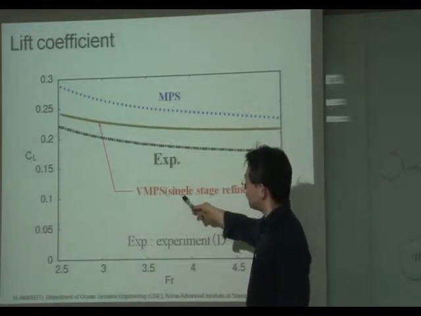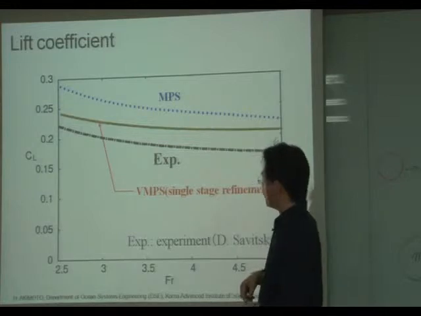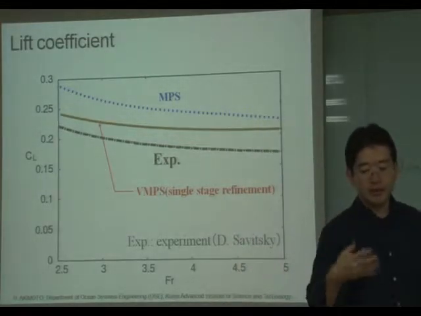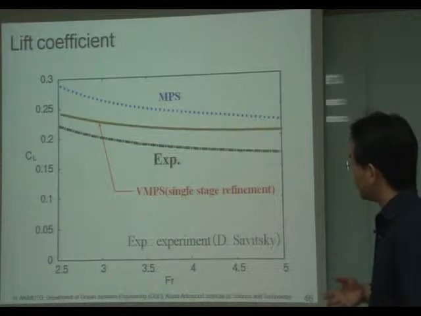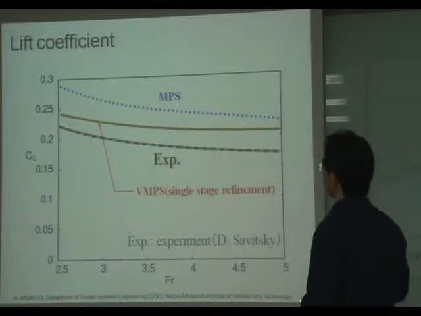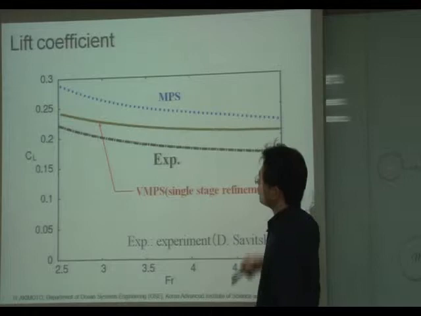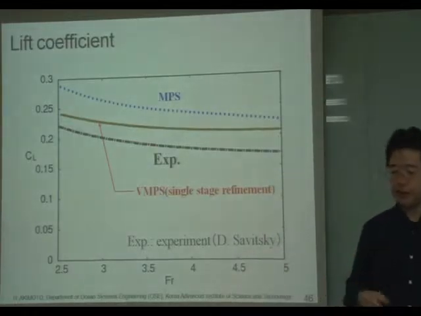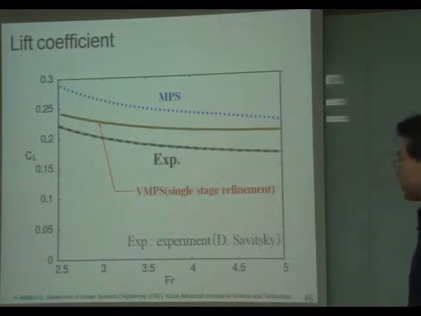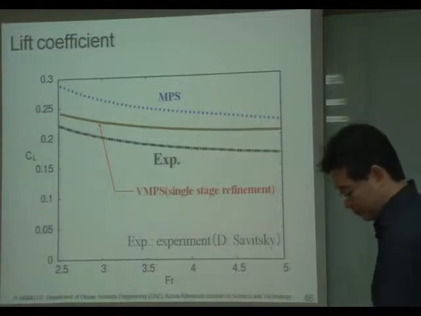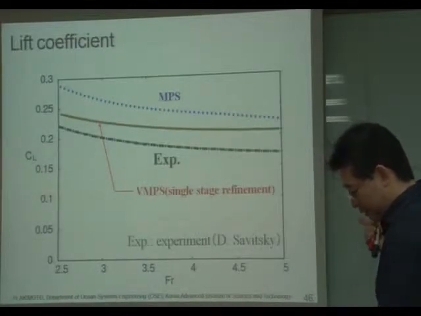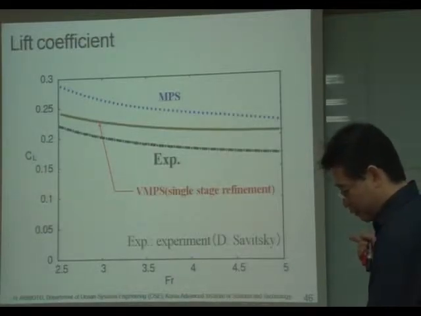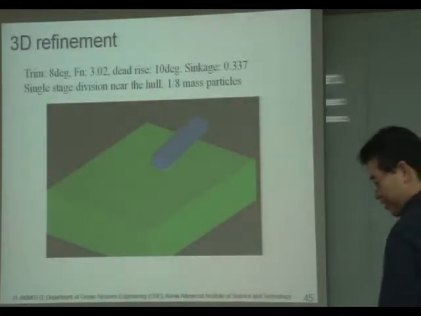This result shows only the single stage refinement, but if we provide double or triple stage or higher stages of refinement, we can expect it will lead to higher accuracy without significant increase of computer resources. At present, it has a severe problem. Can you imagine the remaining problem?